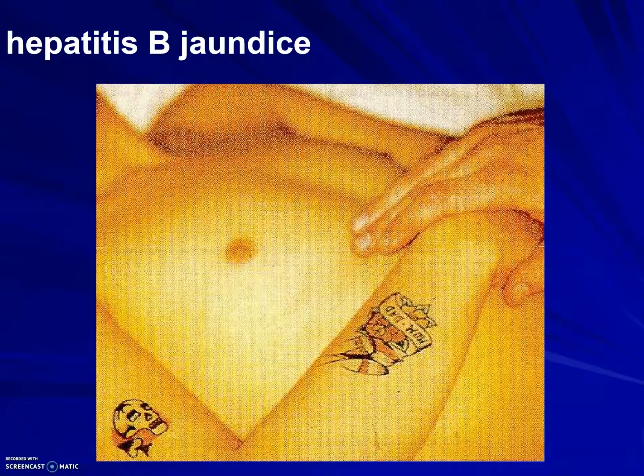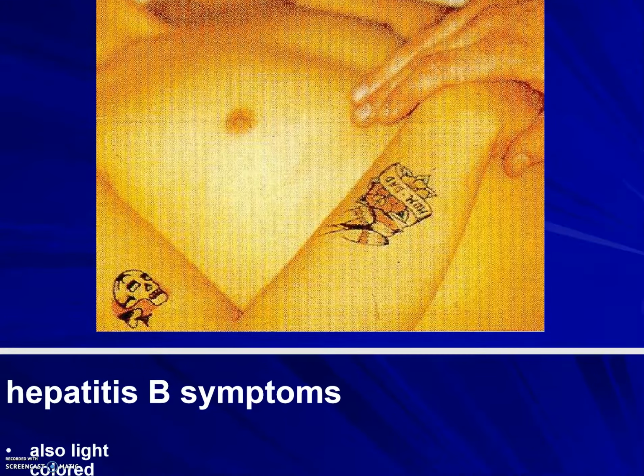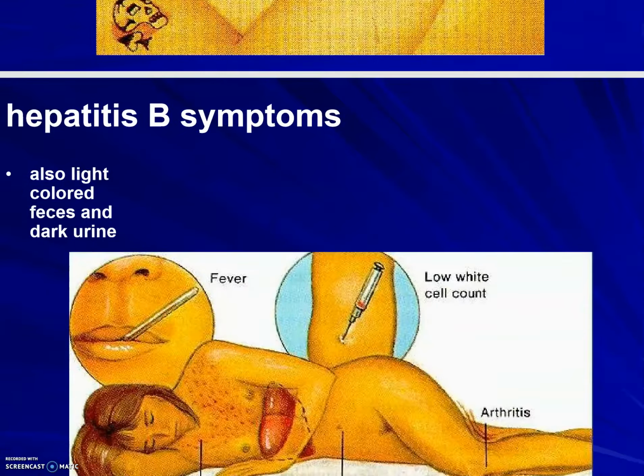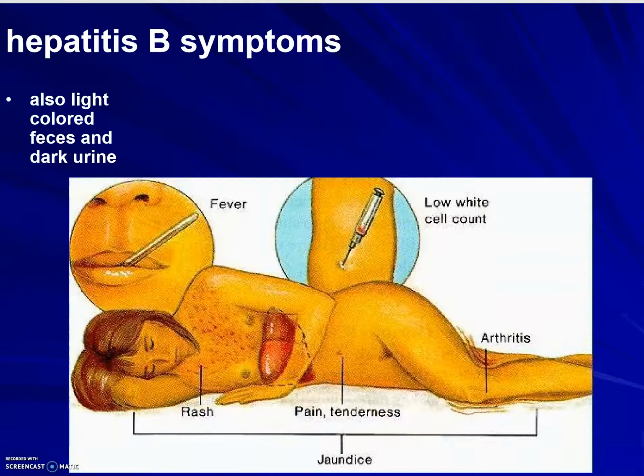Here's somebody with hepatitis B jaundice. Also, again, the liver is inflamed and doesn't process the recycling products from red blood cells recycling correctly, and so you have these colored byproducts that will then be deposited under the skin because the liver is not processing them correctly. Here are the hepatitis B symptoms.